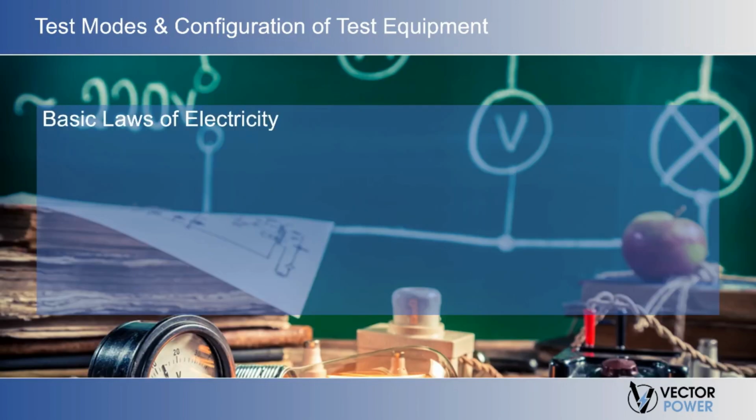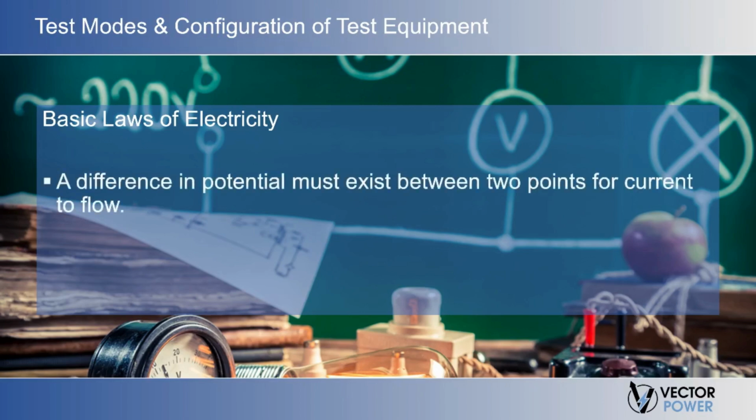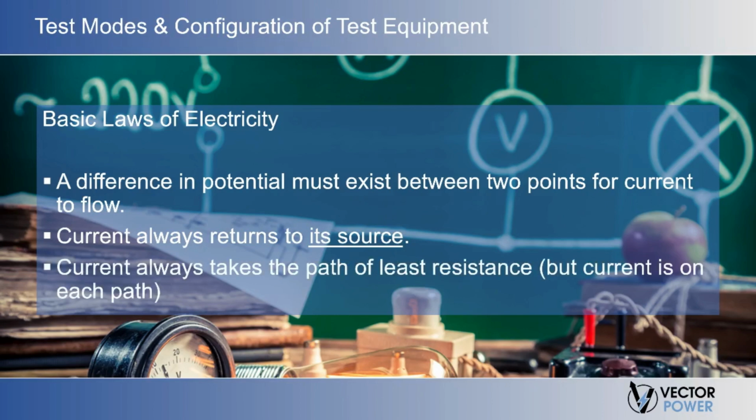Now, to help us better understand the test modes and measurement process, let's review some basic laws of electricity. A difference in potential must exist between 2 points for current to flow. Current always returns to its source, and current always takes the path of least resistance, but current will be on each path.